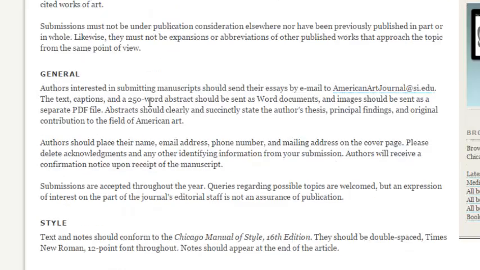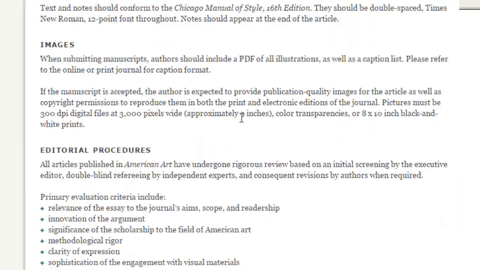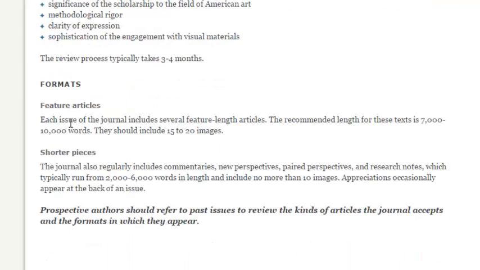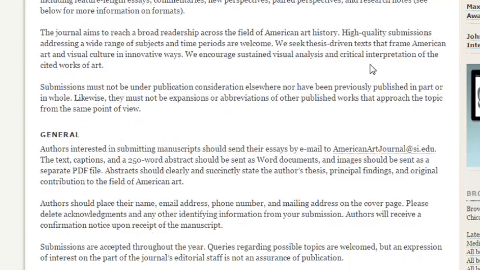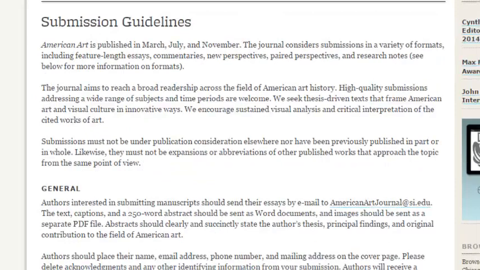So here is what they're looking for. You need to use Chicago style, it needs to be double spaced, so all the formatting things are there. There's some information about images. Since this is an art journal, it's really going to be focusing on that. And then it goes through all the procedures and formats that they're looking for. So that's another example of not super detailed, but a lot of good detail.